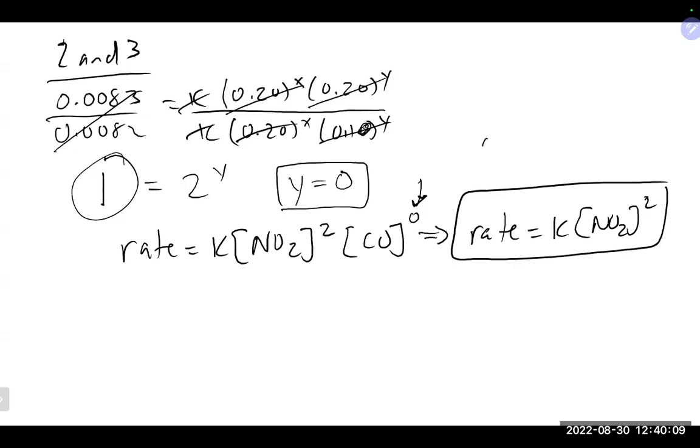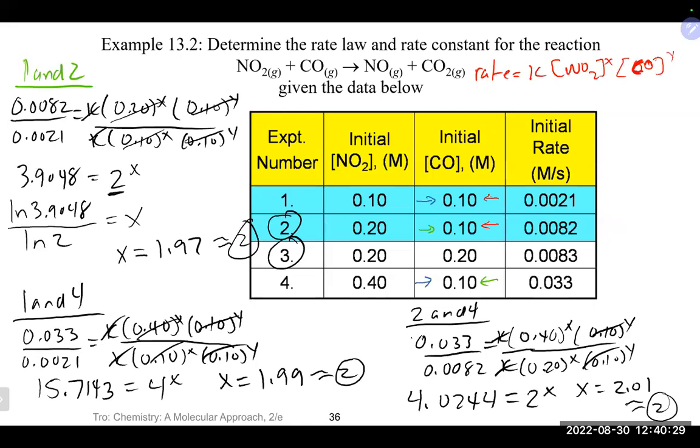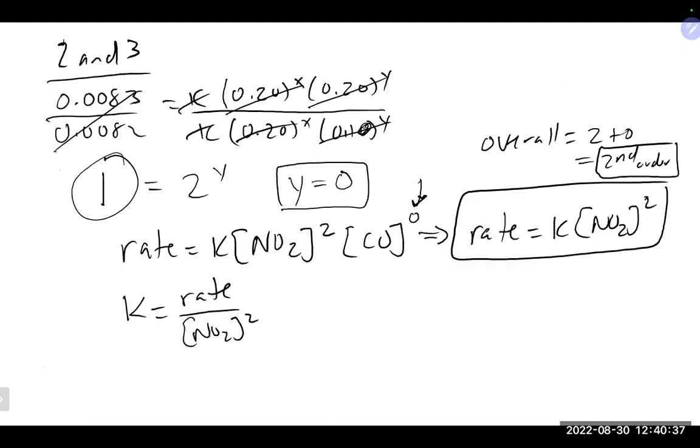The overall order here would be second order, right? 2 plus 0 is second order in this case. And now that we do have the completed rate law, we could again solve for k, which in this case would be the rate divided by NO2 squared. And once again, as we talked about, you could grab any entry off that table. So I'll just roll with the second one to mix it up a little bit. We'll do 0.0082.